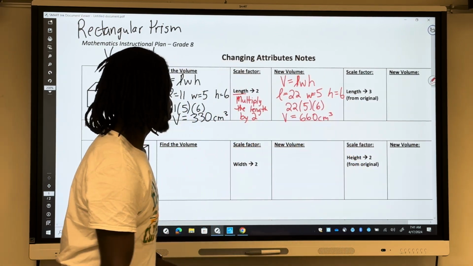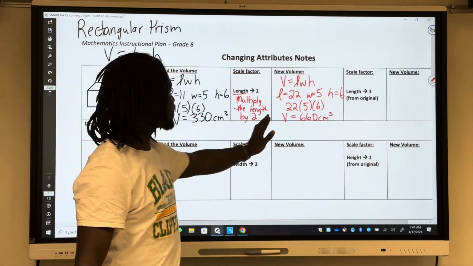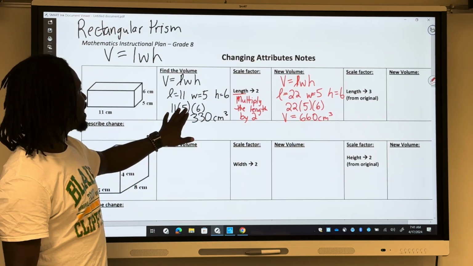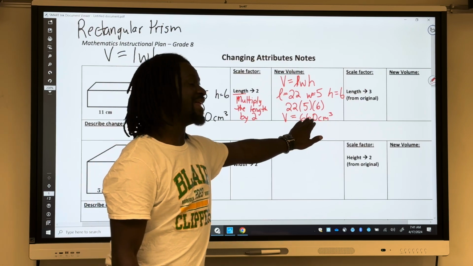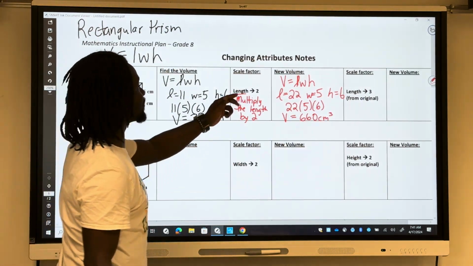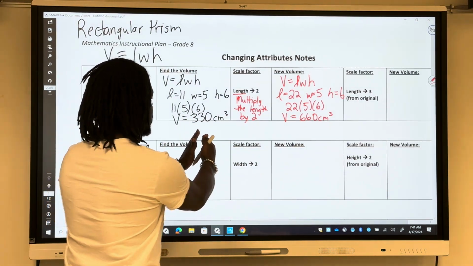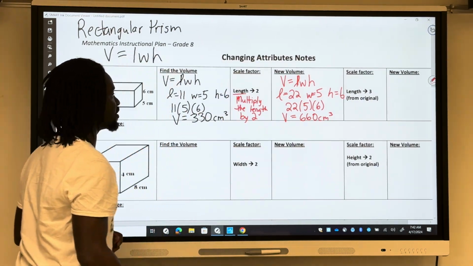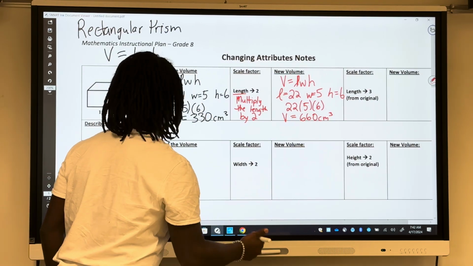Okay? And so when I do that, I want to see what is the relationship between that one. So once I increased it by 2, originally it was 330, and now it has increased to 660 when I multiply the length by 2. And so hopefully you see that these numbers also increased by 2. When I increased the length by 2, the volume doubled, okay?